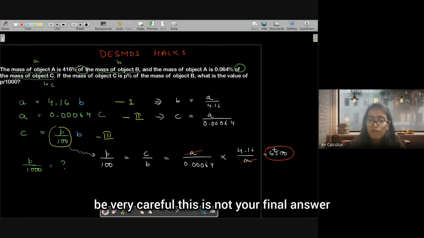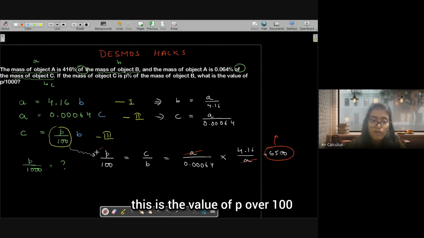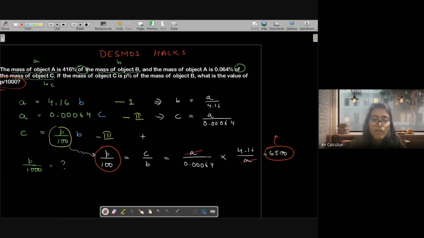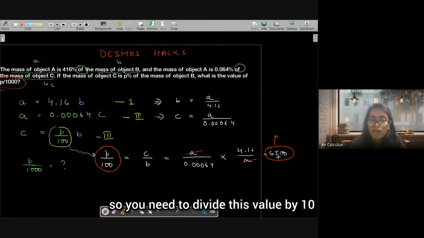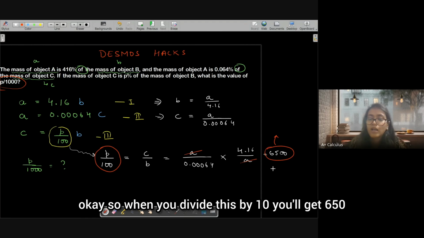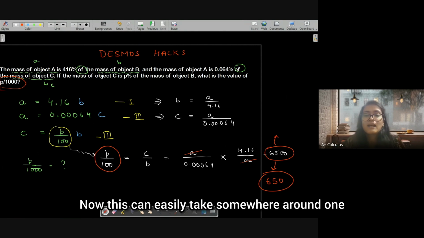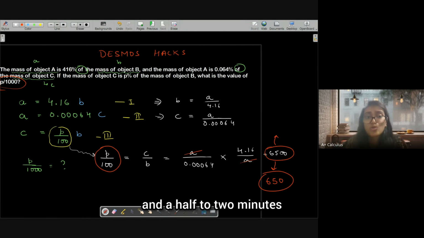This is not your final answer. This is the value of P over 100. And we want to find out the value of P over 1000. So you need to divide this value by 10. Okay, so when you divide this by 10, you'll get 650. Okay, so the final answer is 650. Now this can easily take somewhere around 1.5 to 2 minutes.